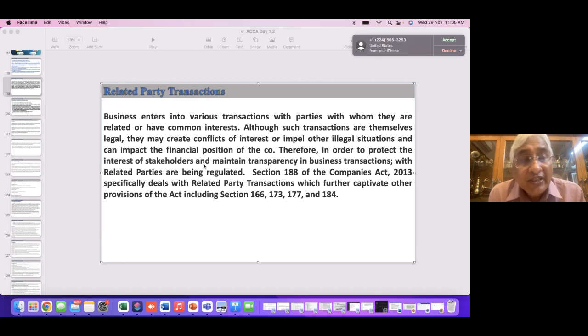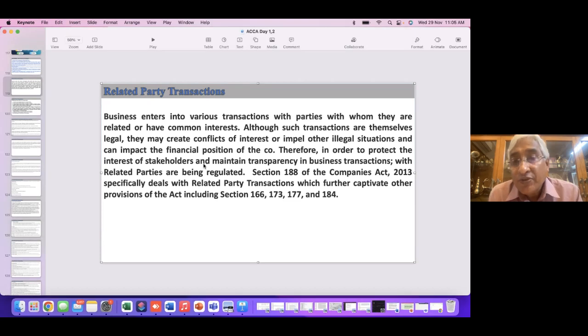Therefore, in order to protect the interest of stakeholders and maintain transparency, business transactions with related parties are being regulated. Section 188 of the Companies Act 2013 specifically deals with related party transactions, which further captivates other provisions of the Act, including Sections 166, 173, 177, and 184.